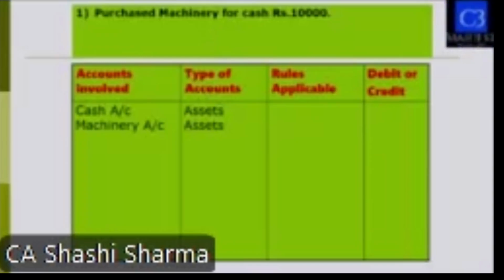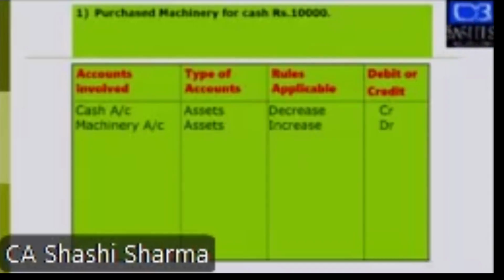And it's very much obvious. Cash is decreasing due to this transaction because it is going out of the business, and machinery is increasing. So we will write decrease against cash and increase against machinery. And the rules applicable are, if an asset is decreasing, then it is always credited. And in the case of increase, the asset account is debited. So same result.